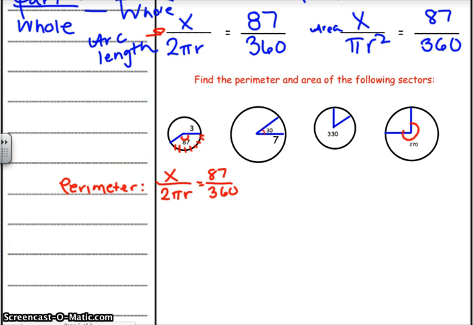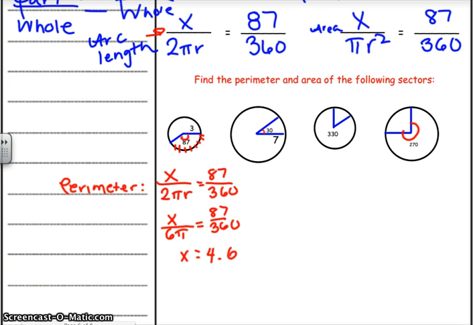I know r is 3. So that's actually 6 pi on the bottom. And now you can go about solving this proportion multiple ways. I'm just going to keep pi on my calculator till the end. Okay, so I'm just going 87 times 6, and then I hit the pi button, divided by 360, and that is equal to 4.6 estimated.